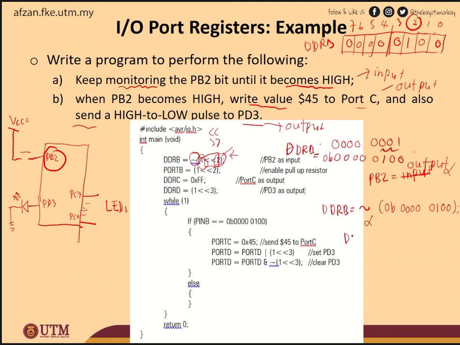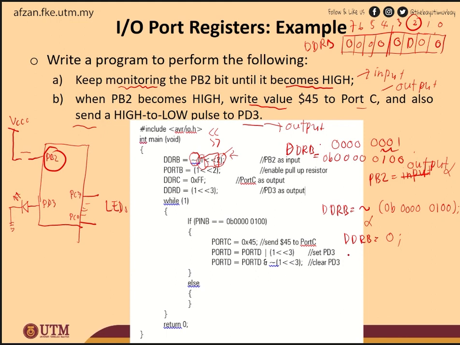Why not you just use the DDRB? Now PB2, you want to make your PB2 an input port. One way we can do is make all of port B an input port, because the rest of port B is not used. So why not we just initialize all of port B as an output port.